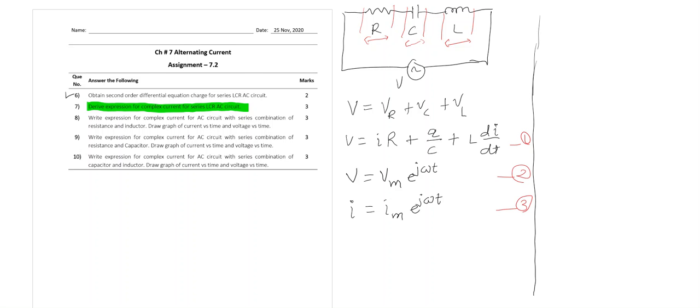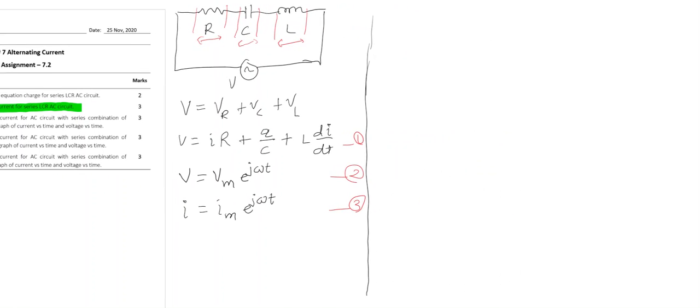Okay, so now we know that if I is Im e raised to j omega t, then di by dt, that is the differentiation of this equation, will give me Im j omega e raised to j omega t. Why am I doing this? Because I'll need it in equation 1. Equation 1 has di by dt in it. So I am trying to find di by dt, and I'll also try to find the q value so that I can substitute all the values in equation 1 and simplify it to get the current.